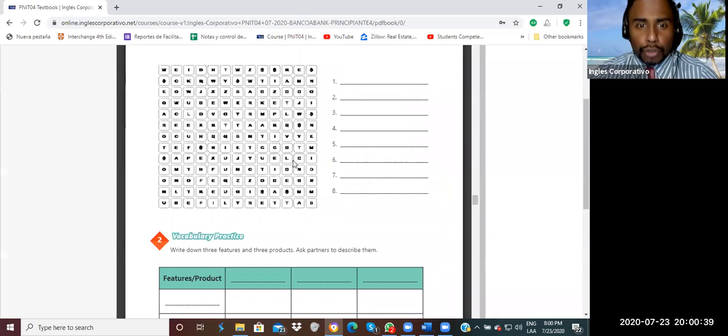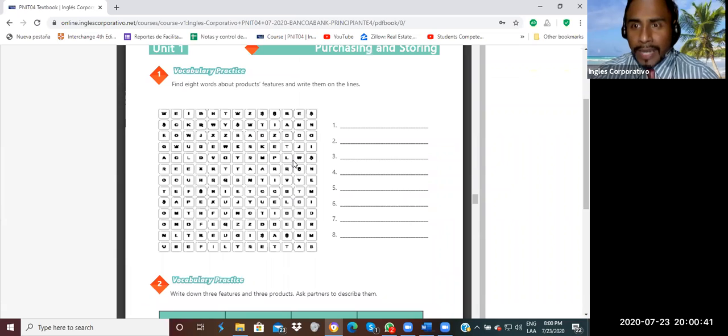All right, guys. So today we are going to be looking at another activity. In yesterday's class, we were looking at using be going to for the future and things of that nature. So in today's class, we are going to find 8 words about product features and write them on the lines. On this image, we're going to look at 8 words about products and features.